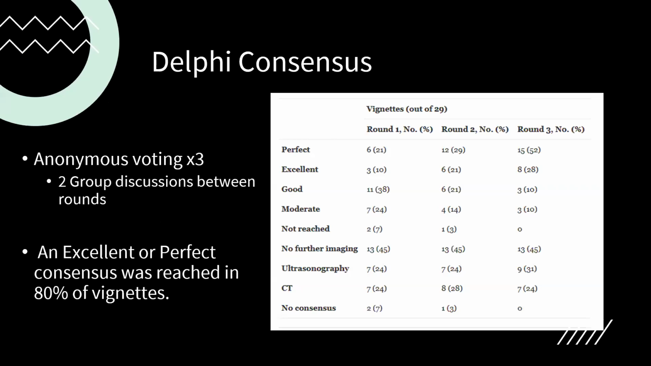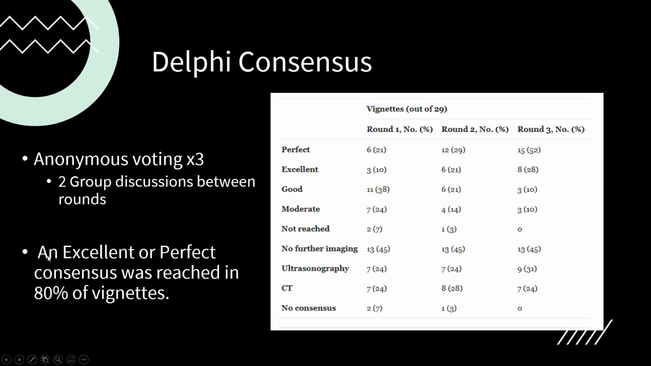So how they did their Delphi consensus, they did anonymous voting in 3 rounds and had a group discussion in between. And all 9 members of the group were blinded when they answered the questions. And then the a priori consensus was defined as perfect if 9 out of 9 participants agreed, excellent if 8 out of 9, good with 6 to 7 out of 9, and moderate consensus was 5 out of 9 participants. And consensus was determined not to be reached if less than the majority, or 5 people, agreed.